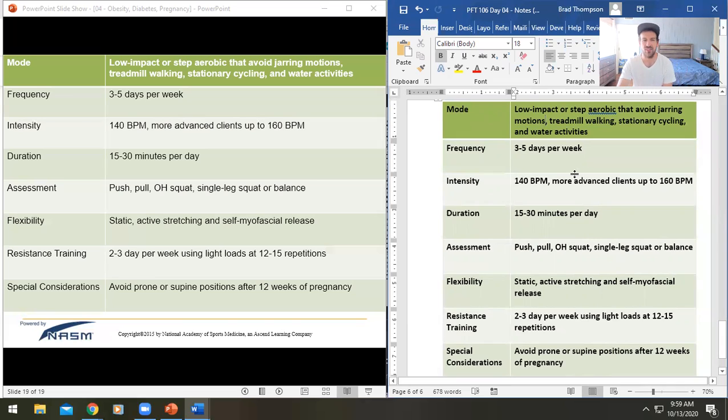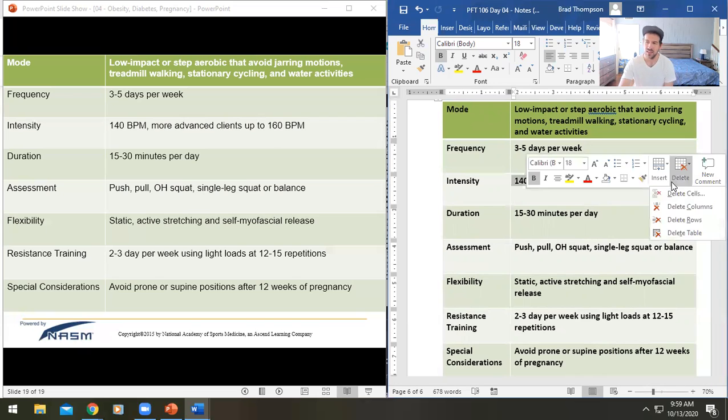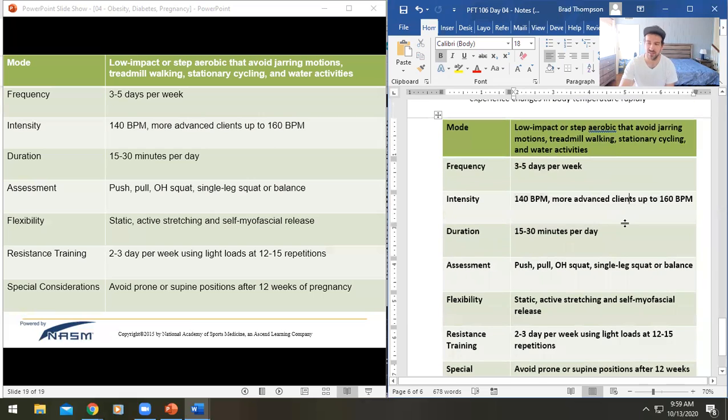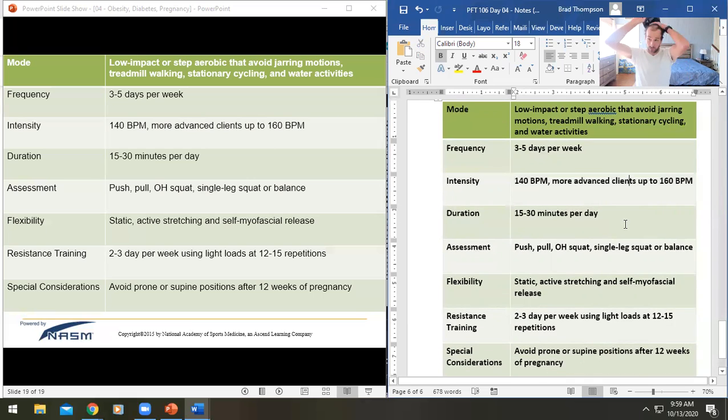Intensity, this is kind of an interesting one. We see about 140 beats per minute up to 160. Now that is kind of interesting because it's actual numbers of beats per minute without knowing who the client is. But the assumption here is that you have a client who is somewhere around the age of 20 to 35, that's where we see most pregnancies. So these are normal heart rates for clients in that age.